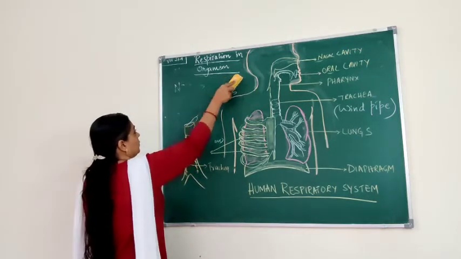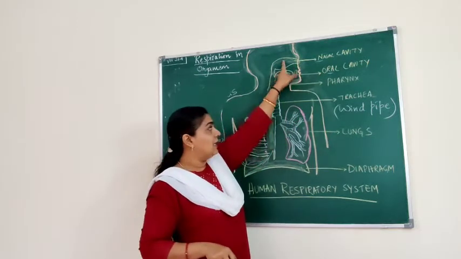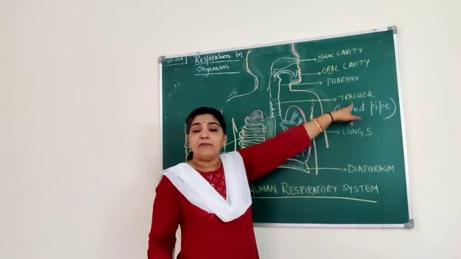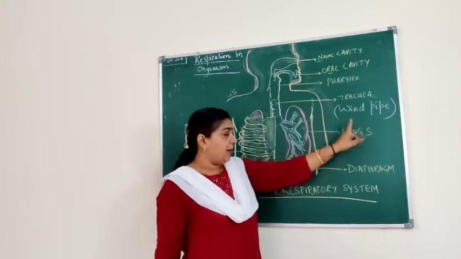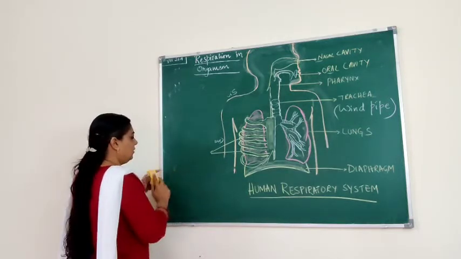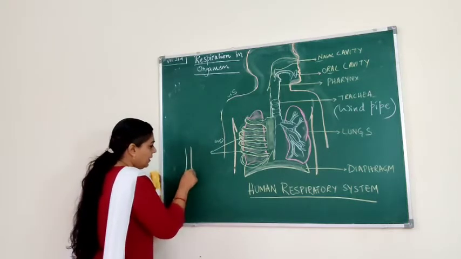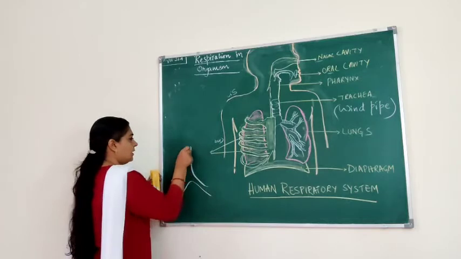Now we finished nose, nostril, nasal cavity, pharynx, after pharynx, larynx, and after larynx is trachea. What is trachea? It is the windpipe. So this is how the trachea will be. I will draw here once again for you to understand what is trachea. Trachea looks something like this.